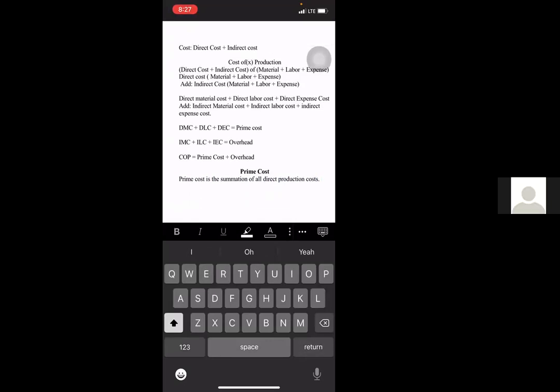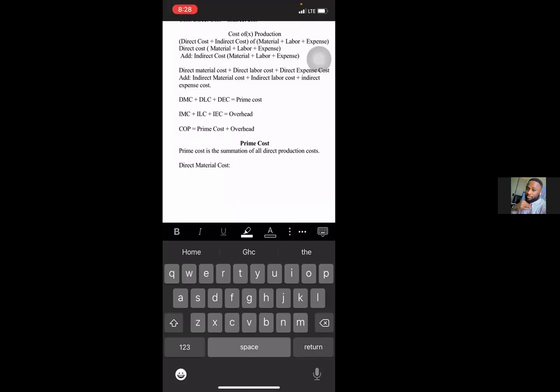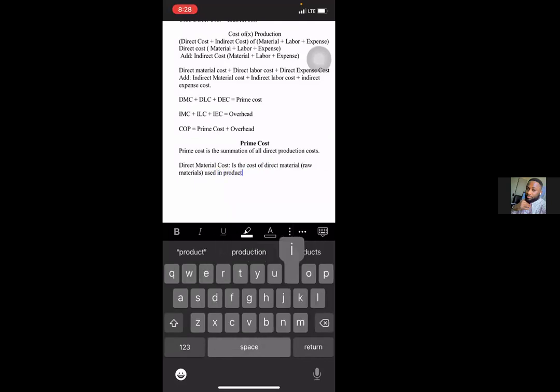Right, and on the prime cost, we have direct material cost. What's the direct material cost? Direct material cost is the cost of direct material or raw material used in production. It is the cost of raw materials used in production, not raw materials available for production, but raw materials used in production.